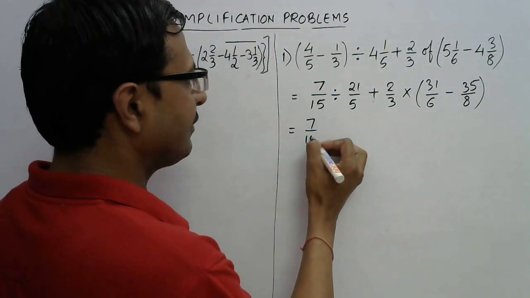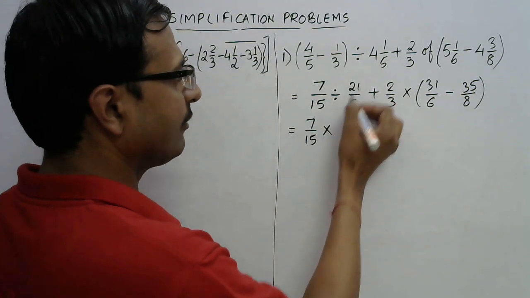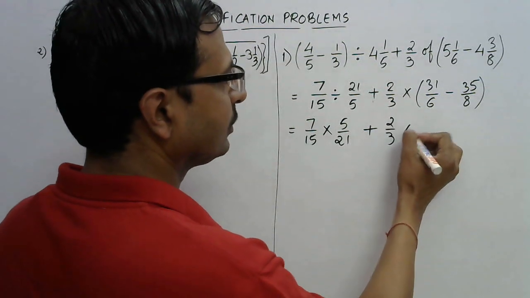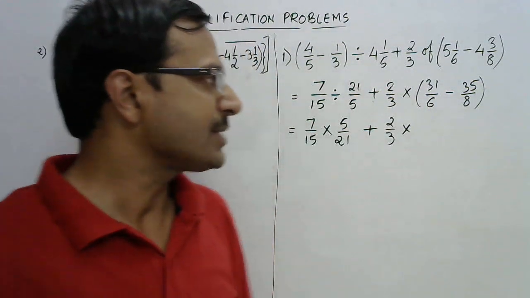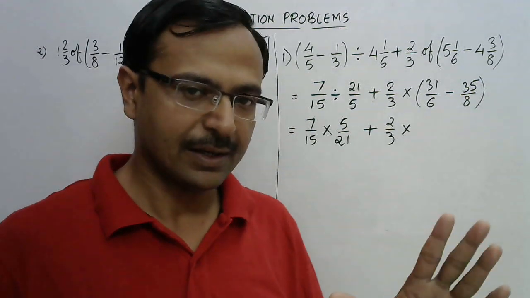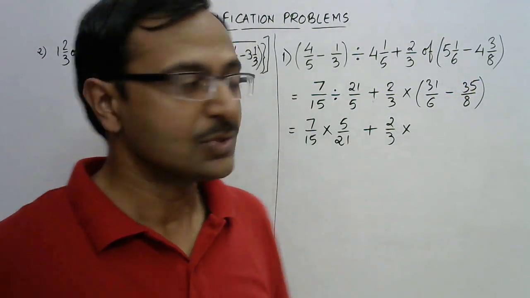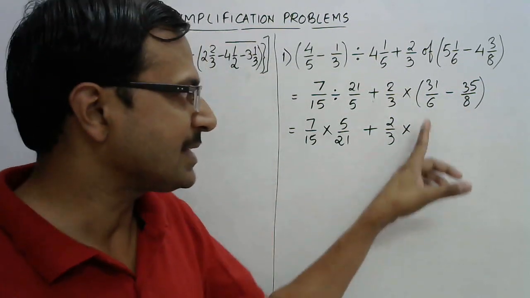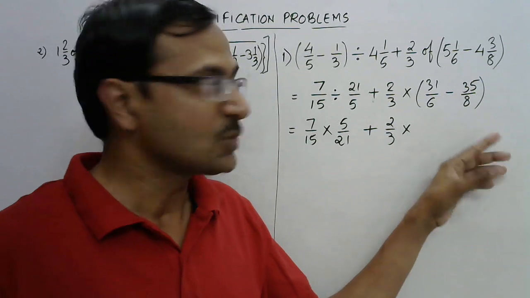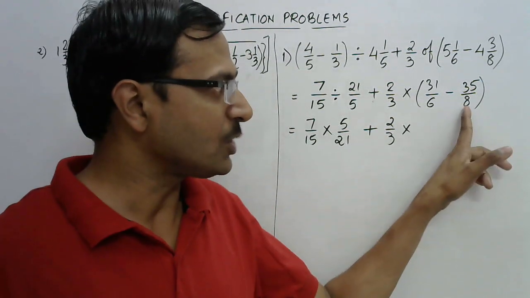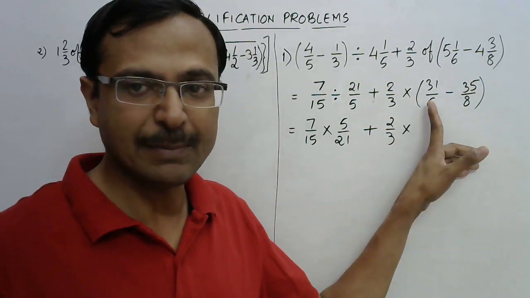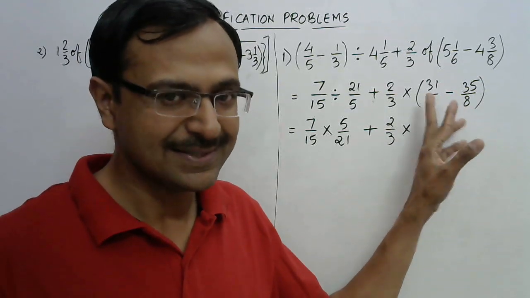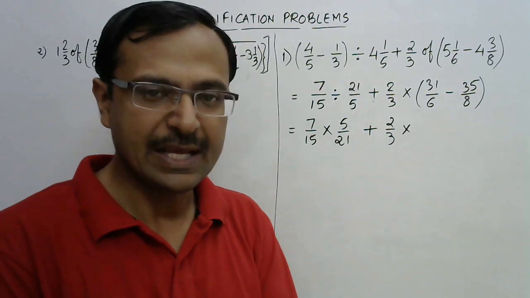Now let's see 7 by 15 and convert this into product, and 5 by 21 plus 2 by 3 of, now let's subtract this one. Now see, 6 and 8, they are not co-prime, they have a common factor 2. So if you want to get to the answer quickly, then you need to find the LCM very quickly. Now see, 6 does not divide 8 exactly. So we need to take multiples of 8. 8 twos are 16, 16 is also not divisible by 6. So the next multiple is 24. So 24 is divisible by 6. So the LCM of 6 and 8 is 24.